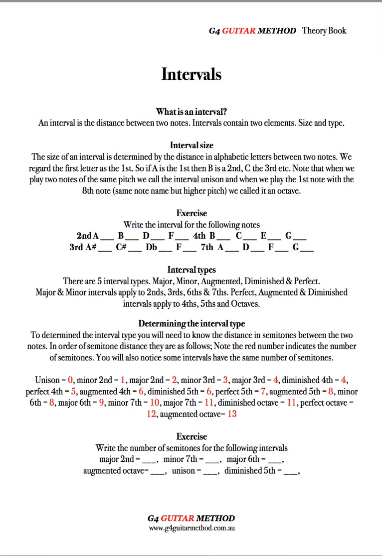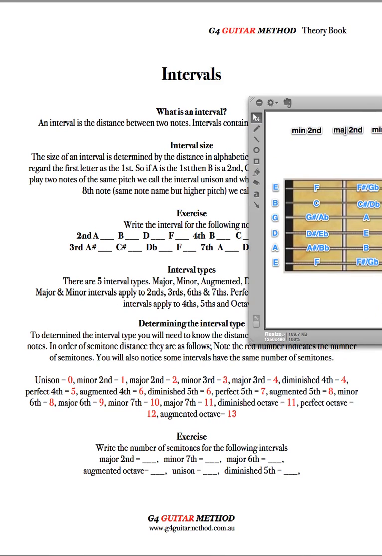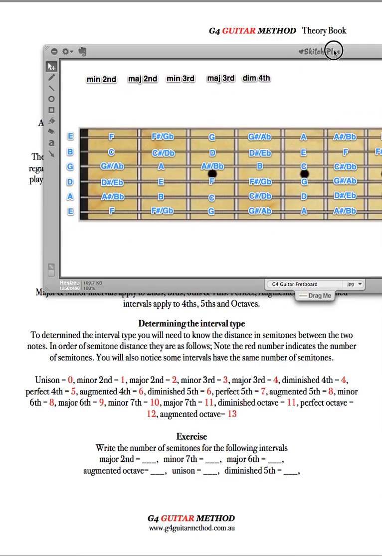Okay, so interval types. What's an interval type? There are 5 types of intervals: major, minor, augmented, diminished, and perfect. Major and minor intervals apply to seconds, thirds, sixths, and sevenths. Perfect, augmented, and diminished intervals apply to fourths, fifths, and octaves. So we'll try and get a bit of an idea how this works. This is a little bit more complicated compared to interval size. So let's have a look here.